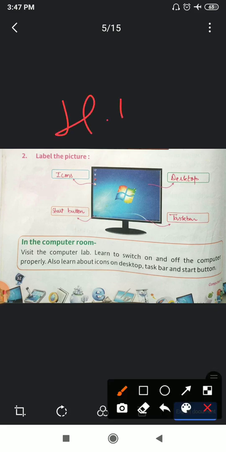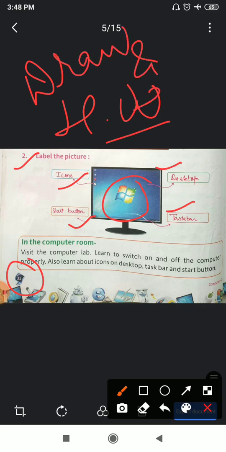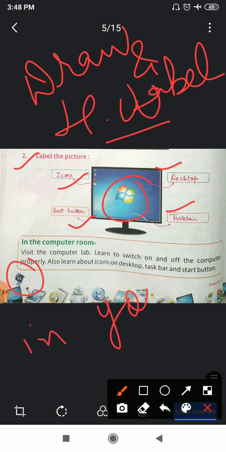This is your homework, which is on page number 32, and this is activity time number 2. In this homework, what you have to do, student, is label the picture. I have already labeled the picture. Just now I have taught you these components. So what is this? This is the desktop, the screen of the computer. This is the taskbar. This is the start button, and these are icons. You all have to note these down in your book, as well as draw this picture in your fair notebook. You have to draw and label it in your fair notebook.